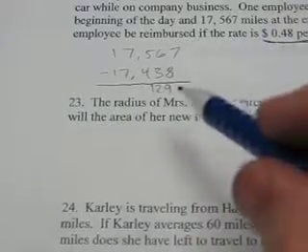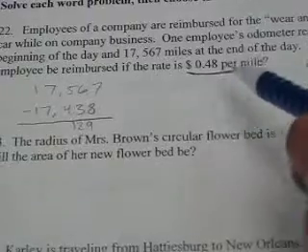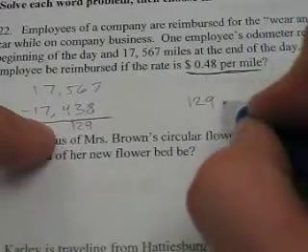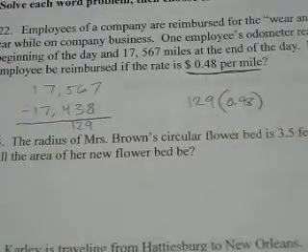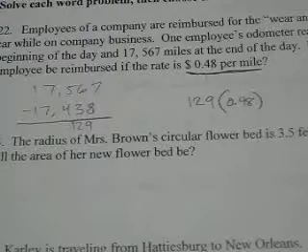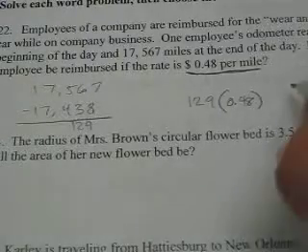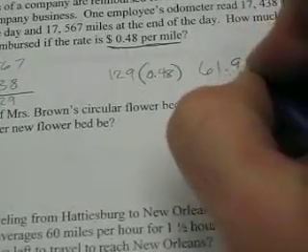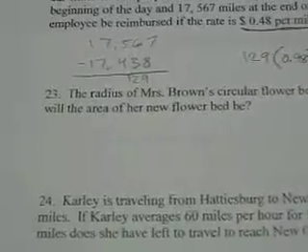So again, they drove 129 miles and they're getting paid 48 cents per mile. That means for every mile. So what we need to think is to multiply 129 miles by 48 cents, and that'll give us the total that individual earns. 129 times 48 cents is $61.92. So that person would get $61.92 as their paycheck.